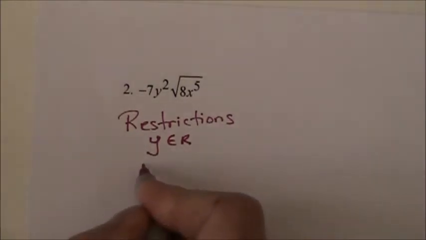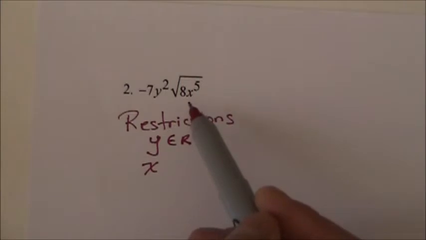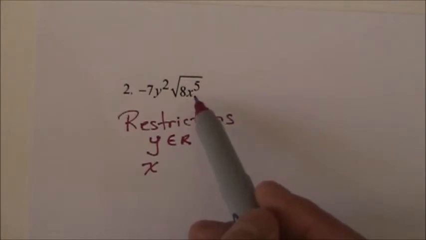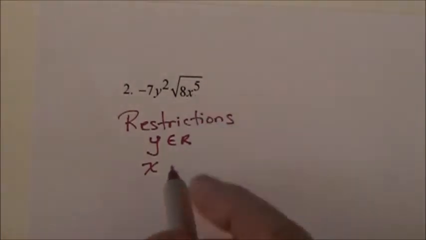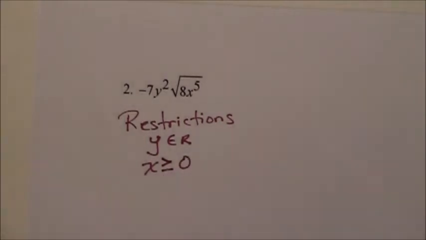Looking at the x, it is underneath the radical sign, so it is going to matter. If we have negatives, we're going to end up with a negative number, and that's not going to work for us. So we're going to need to have x is greater than or equal to 0. So those are our 2 restrictions.